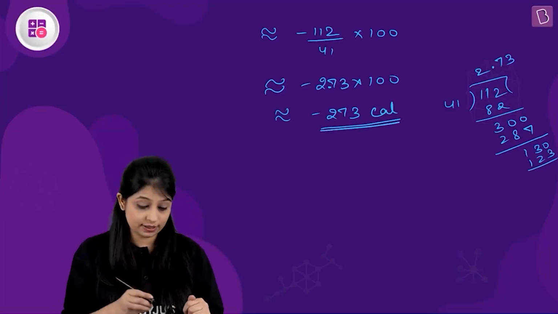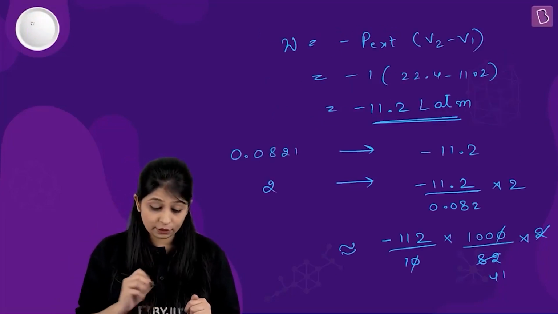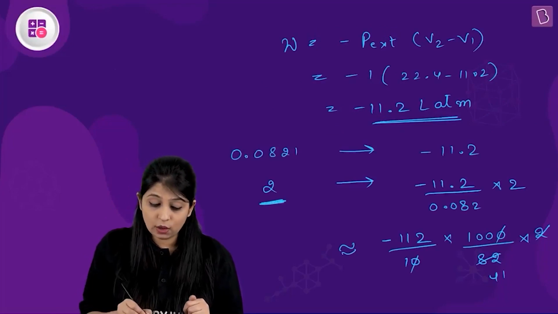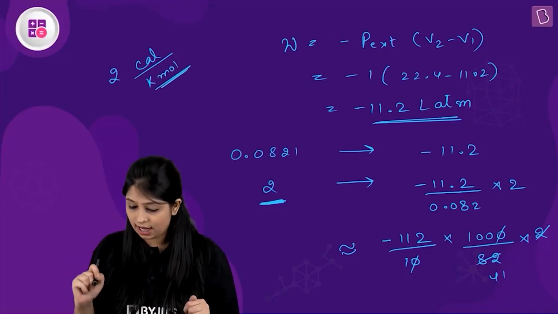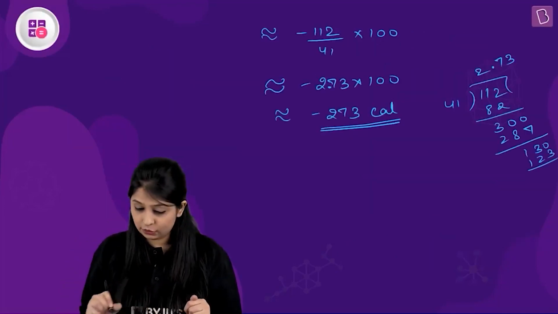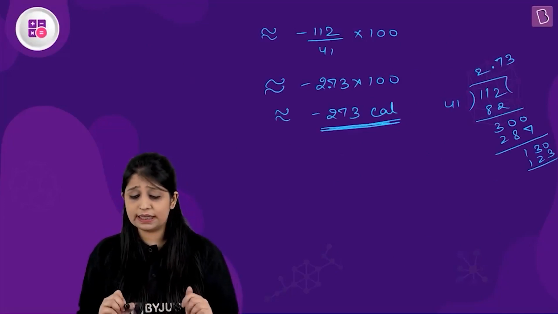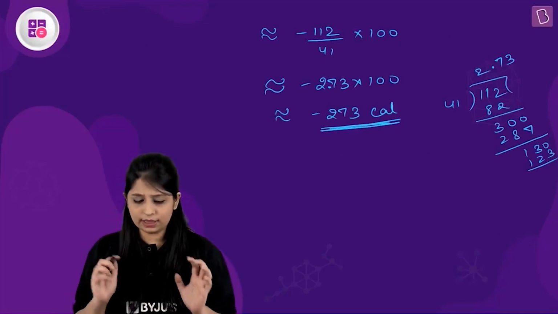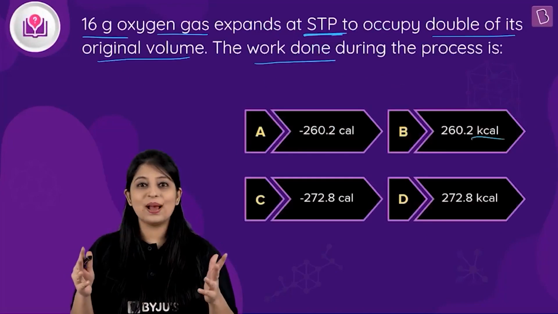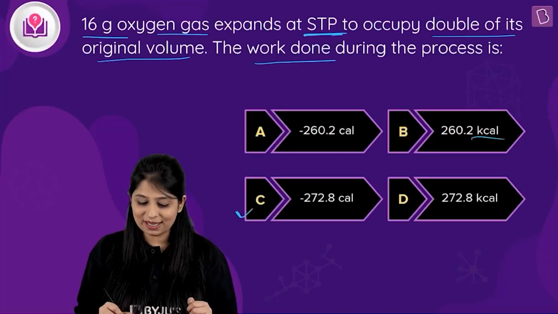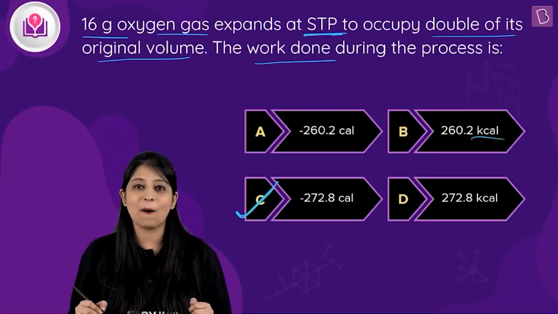These are calories. Why? Because the value of R is 2 calories per Kelvin per mole, not kilocalories, calories. So we have the approximate value of minus 273 calories. Let's see which option it matches. Well, it matches our option C, which is the correct option here.